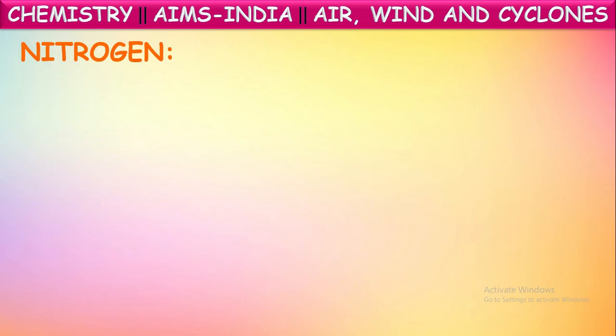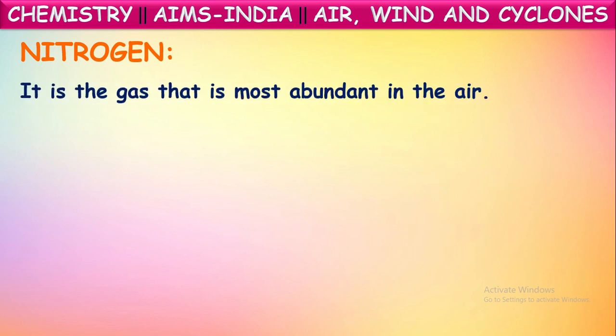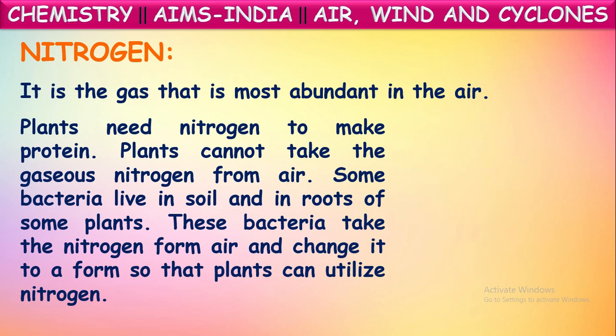Next, now let us see about these major gases present in the atmosphere one by one. Out of all of those, the highest composition gas is nitrogen. We have seen it is the most abundant gas in the atmospheric air, with 78% by volume. Okay, so plants need nitrogen to make proteins in their body.